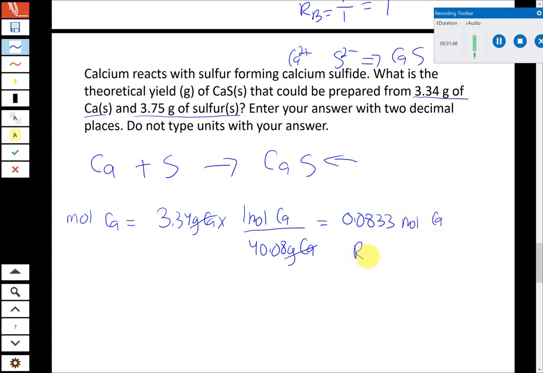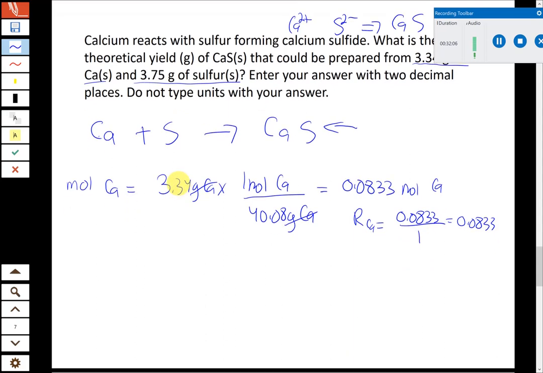And then the stoichiometric ratio for calcium is going to be that number divided by its coefficient. In this form of the equation that we're using, the coefficient is 1, so the stoichiometric ratio is just the same number. But again, to find the limiting reactant, you have to divide by the coefficient. You can't just use the number of moles directly.